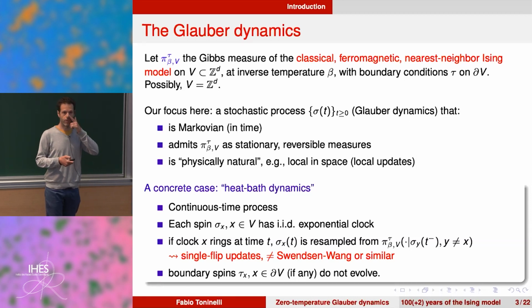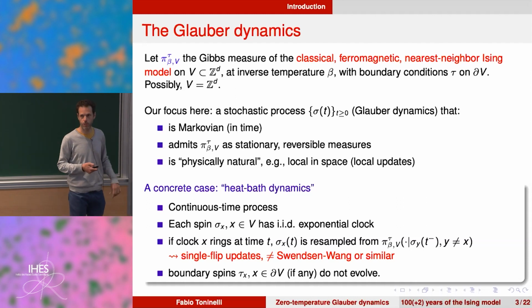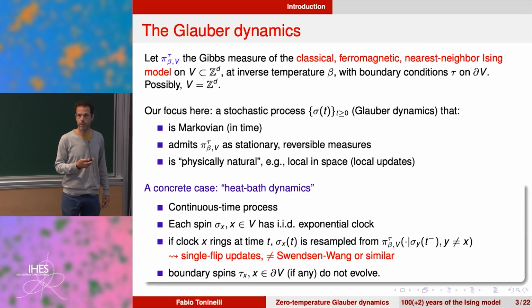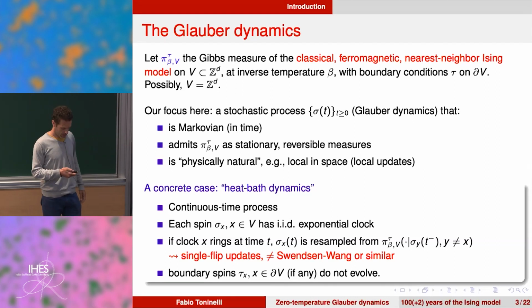Every vertex in your graph has an exponential clock that rings at random times. The time between 2 rings is exponential, and these clocks are IID. When the clock rings at x, you resample the value of sigma at x, and you do as follows. You resample sigma x at t from the equilibrium measure conditioned on the value of the spins outside of x. This is what you do.